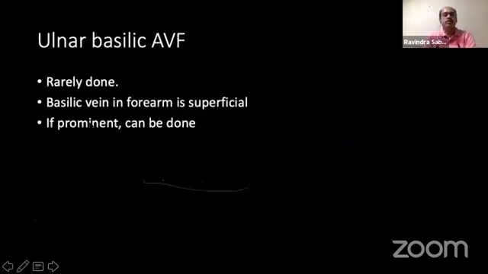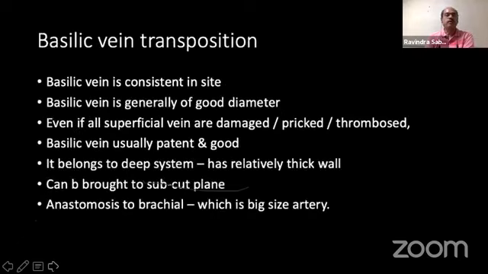Rarely, an ulnar to basilic fistula can also be done if the radial fistula fails. The basilic vein in the forearm is not all that deep, and if it is prominent and suitable, it can be done, but it is very, very rare. Now, the most important thing, if your radial and brachial fistulas fail, is the basilic vein transposition.